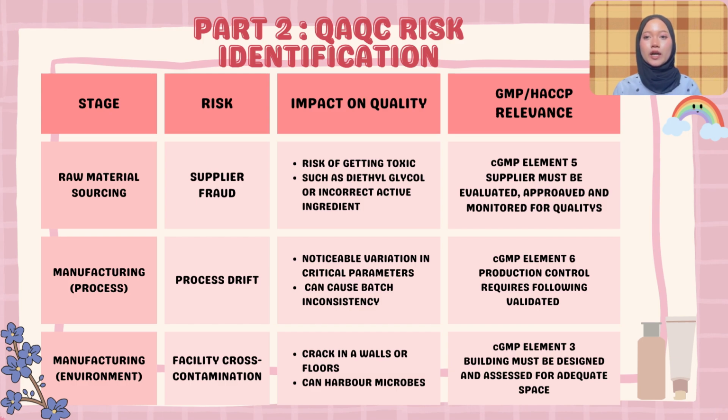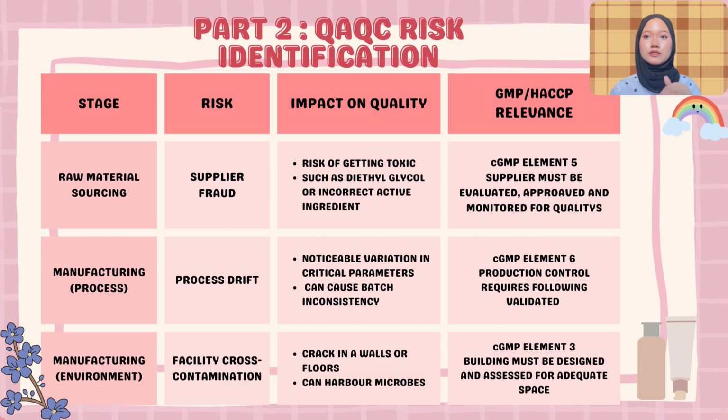For my part, I will be presenting part 2, the QAQC risk identification for our herbal lipstick product. In this section, we are going to identify possible risks during production that may affect product quality and safety. We also relate these risks to HACCP and GMP requirements.